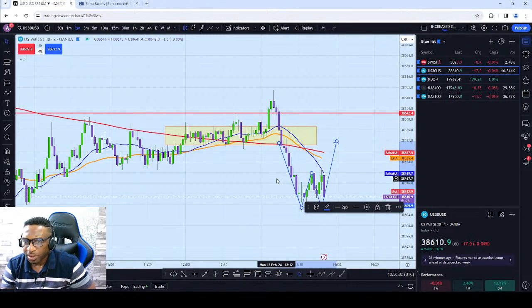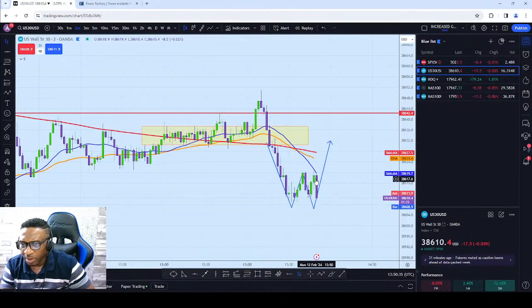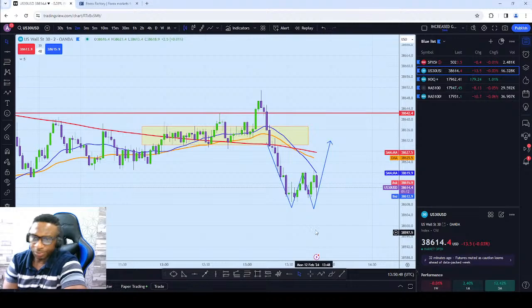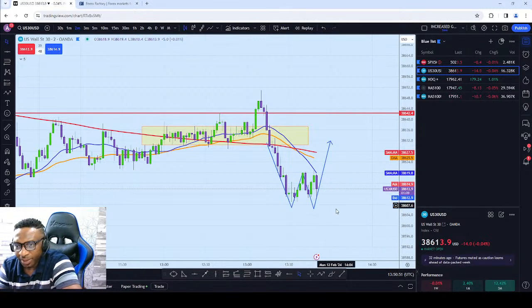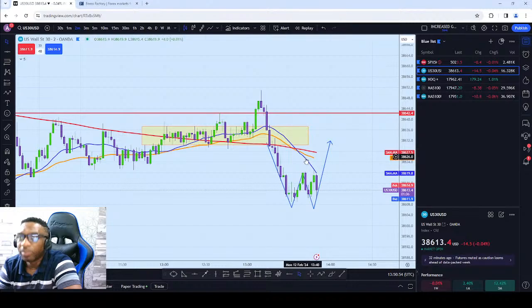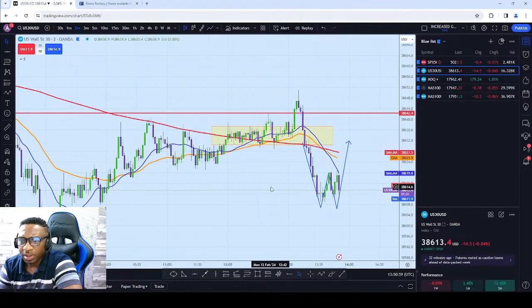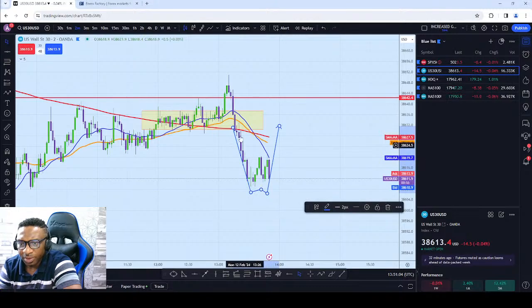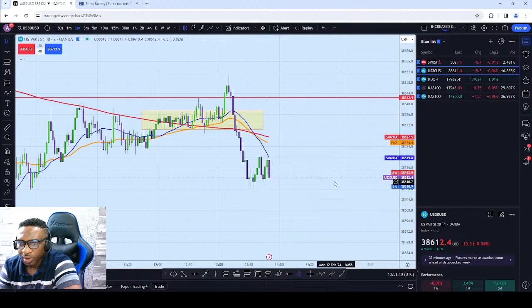So I'm looking at what is happening here. It looks like we are more on the downside based on the scenarios we built earlier on. But just hold on to see what the price is likely to do here.